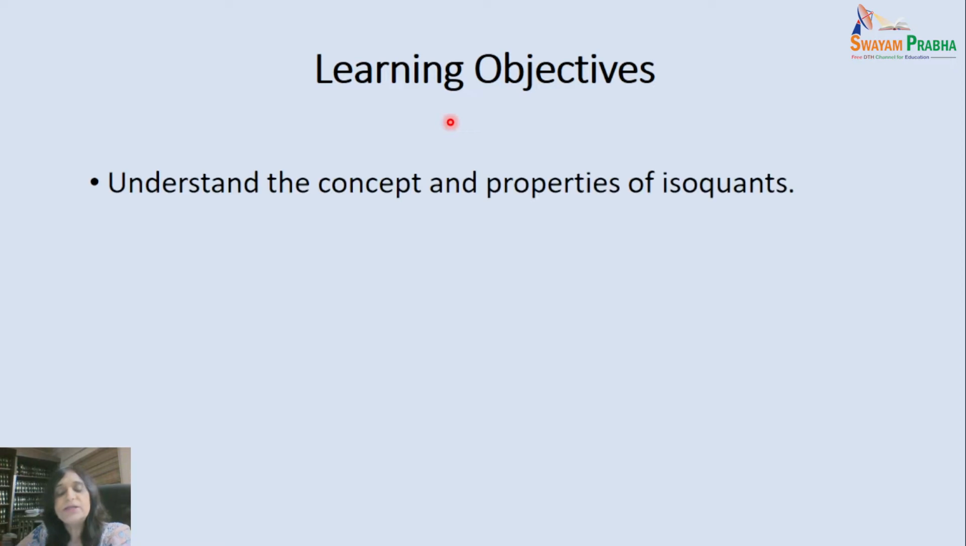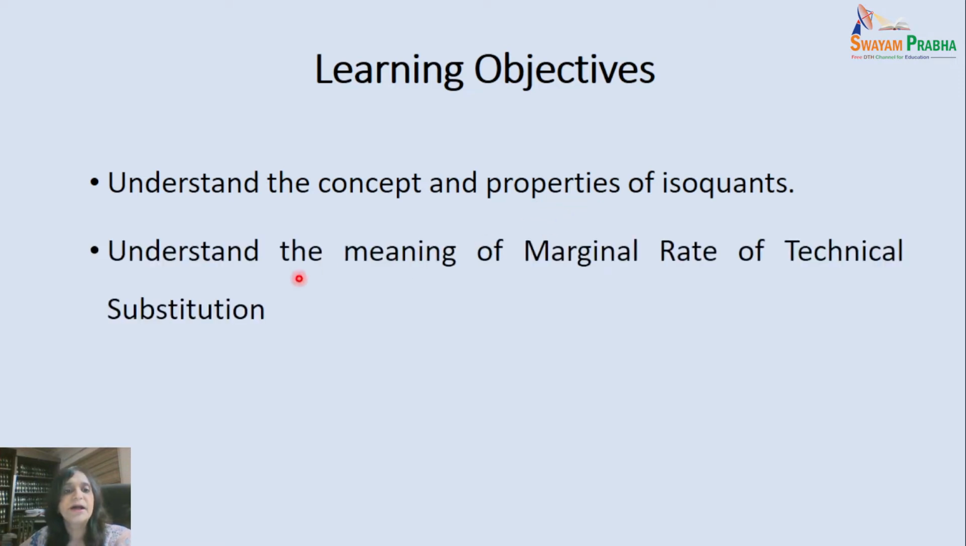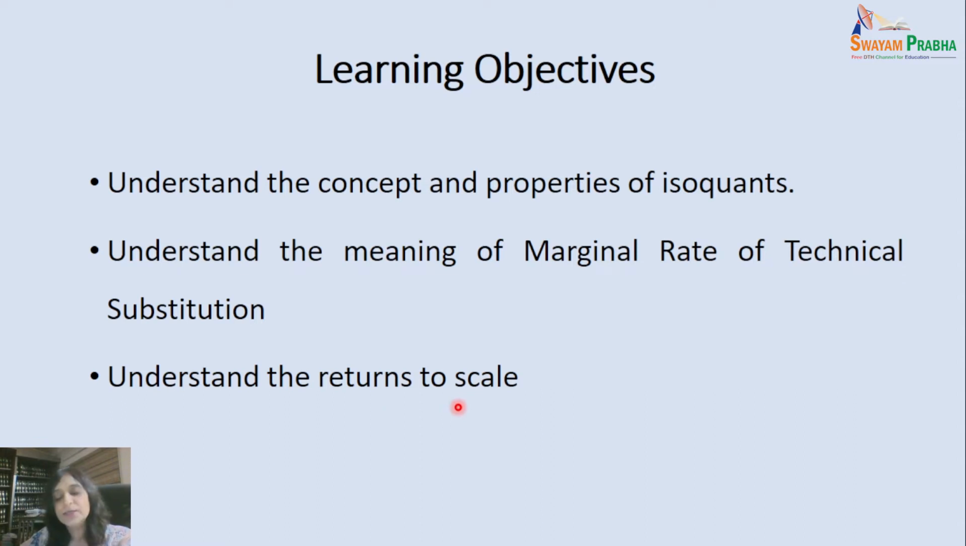So today, the concentration of this lecture will be on the long run analysis of the production function. And for that, we will be understanding the concept and properties of isoquants. Thereafter, we'll understand the meaning of what we call marginal rate of technical substitution, which is also called MRTS. Then we will understand what we mean by returns to scale and what are the various types of returns to scale. So let us go ahead with today's lecture.